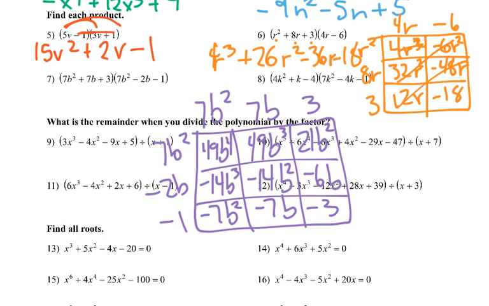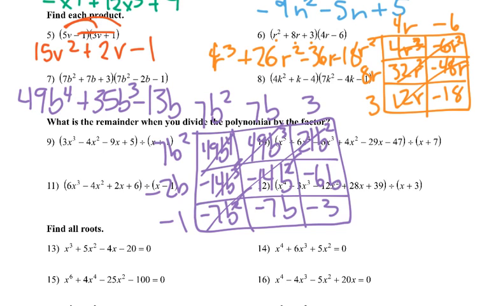Combining like terms, so 49b to the 4th. Then we got the cubes. 49 minus 14 would be 35, plus 35b cubed. Then the squareds. 21 minus 14 would be 7. Minus 7 would actually eliminate it. So we get rid of those ones. Negative 6, negative 7, minus 13b. And then finally, minus 3.